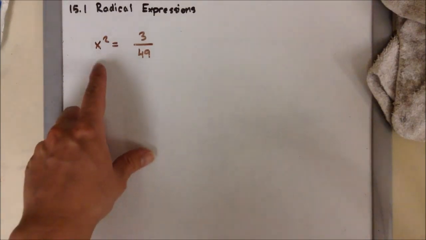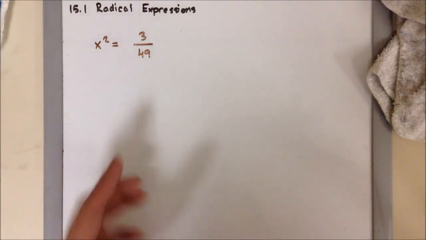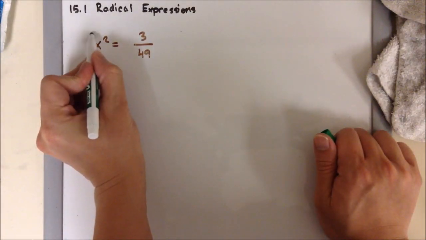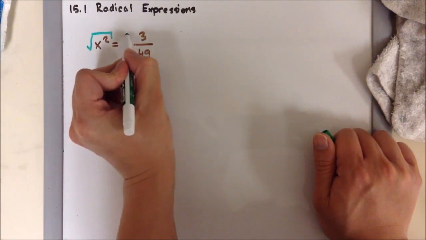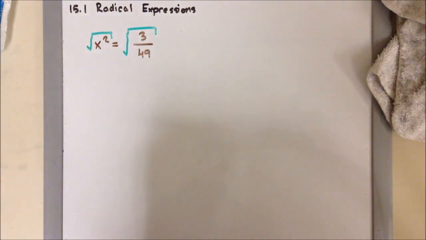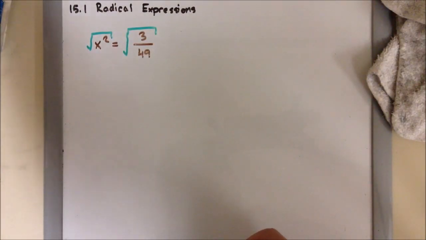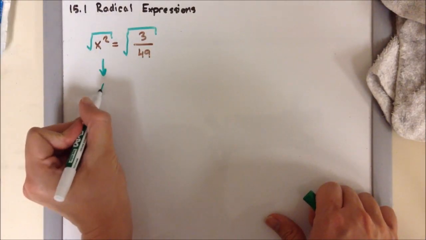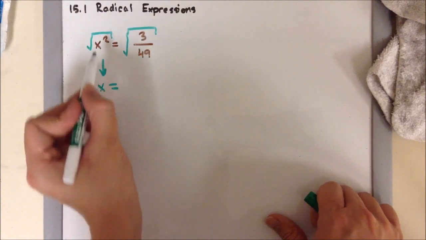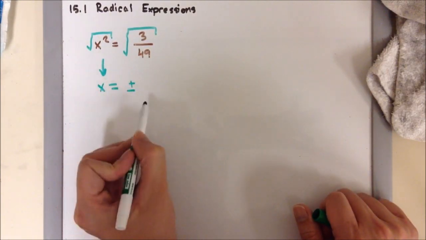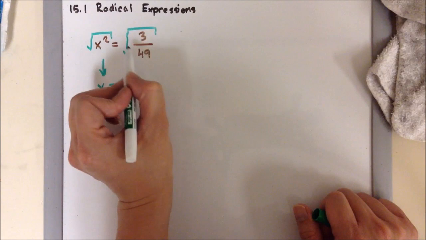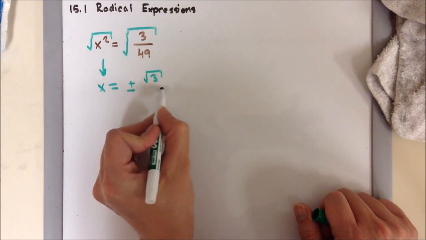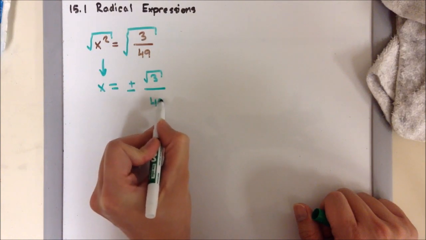In this example, we have x squared equals 3 over 49. So when you're solving for x, just like before, take the square root of both sides. So we're going to have x equals, now since you're solving for x squared, that means you're going to have a positive and negative solution. And since it's a fraction, you can split it into two square roots. So square root of 3 in the numerator over the square root of 49.